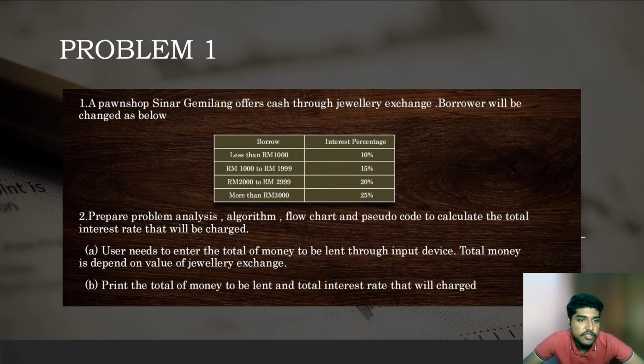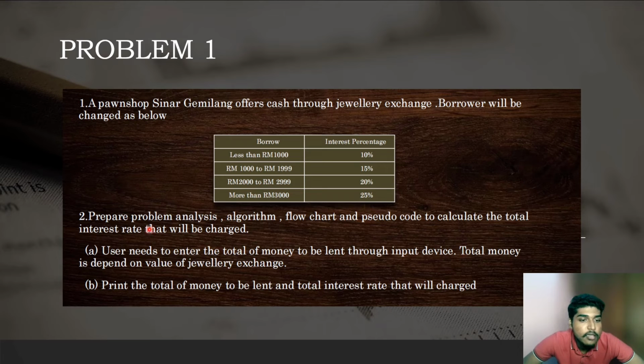In the first question, a pawn shop, Sinar Gamilang, offers cash through jewelry exchange. Borrowers will be charged as below. Borrow less than 1000, the interest percentage will be 10%. If borrow between 1000 to 1999, the interest percentage will be 15%. If borrow 2000 to 2999, the interest percentage will be 20%. If borrow more than 3000, it will be 25%.